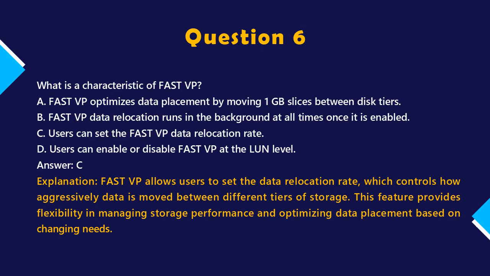Question 6. What is a characteristic of FastVP? A. FastVP optimizes data placement by moving 1 GB slices between disk tiers. B. FastVP data relocation runs in the background at all times once it is enabled. C. Users can set the FastVP data relocation rate. D. Users can enable or disable FastVP at the LUN level.